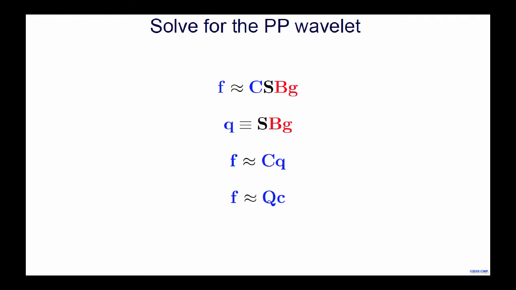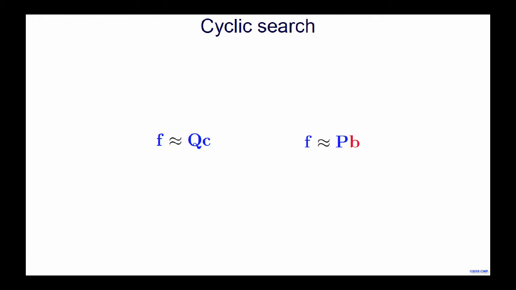Now I want to point out that the matrix Q depends on the inverse PS wavelet B. So last year, we used these 2 equations in a cyclic search to estimate the PP wavelet and the inverse PS wavelet. But this year, we're going to use the Gauss-Newton method to estimate these wavelets.